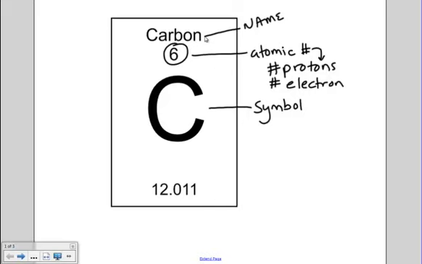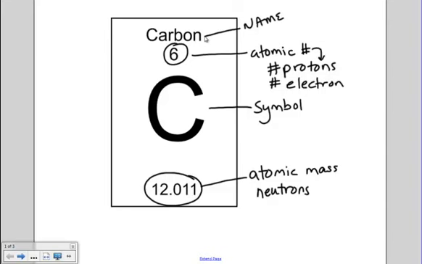Then down at the bottom, we have this 12.011. This is my atomic mass. Just like everything else, atoms have a mass to them. Atoms are weighed in something called the atomic mass unit, or the AMU. The atomic mass is found by taking your neutrons and adding them to your atomic number.